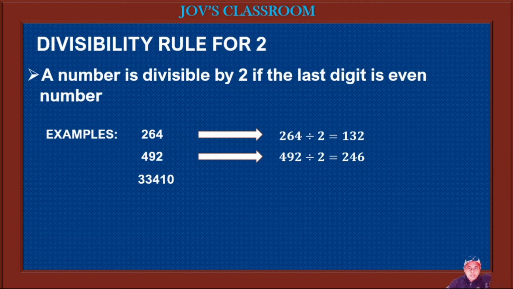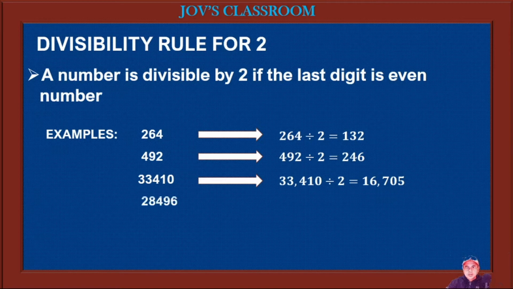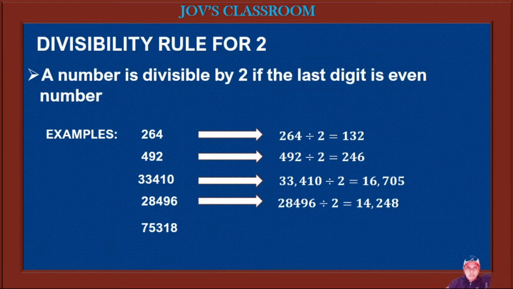The same is true with 33,410. 0 is an even number. So if we divide that by 2, we will arrive at 16,705, which is a whole number. And so on and so forth. So this is rule number 1, the divisibility rule for 2.